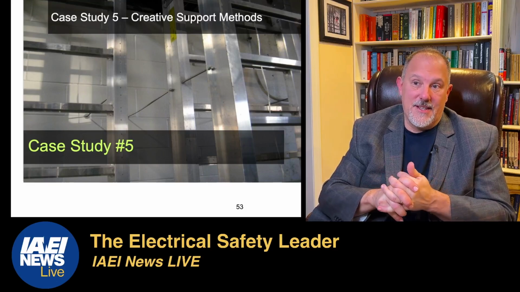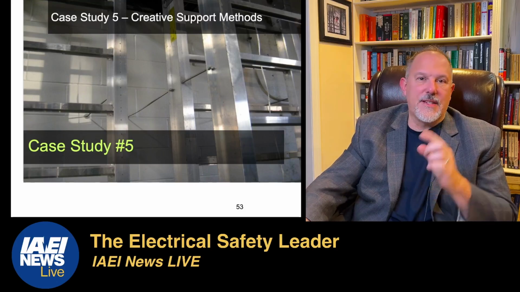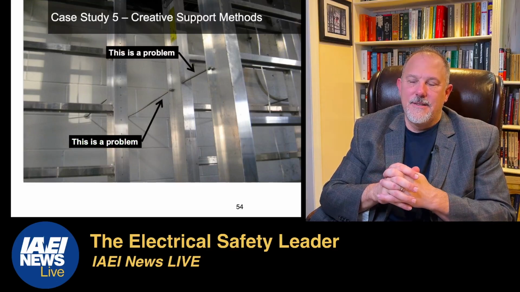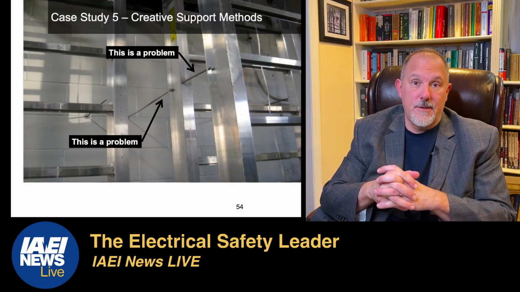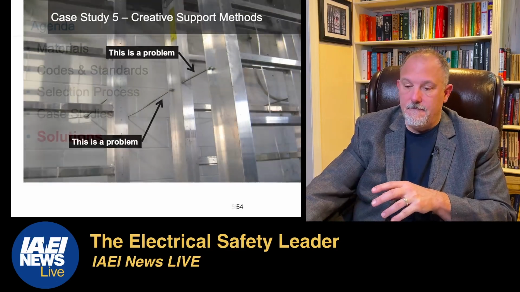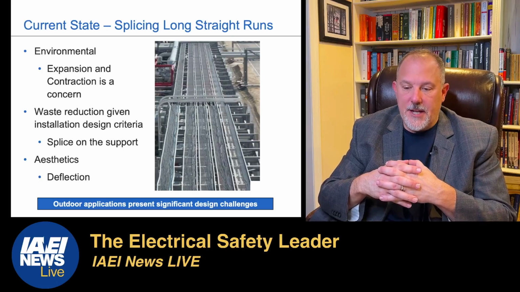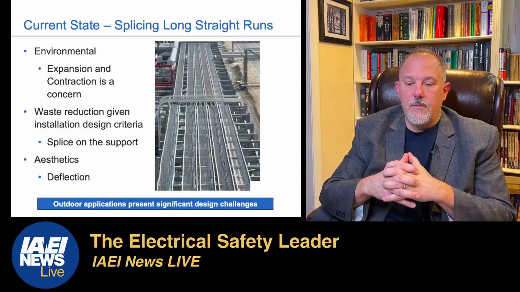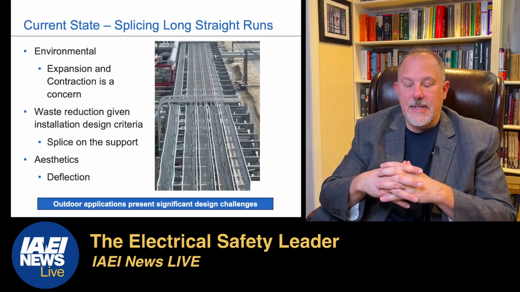Creative support methods. Look at this one. You don't support tray on tray. If it's listed for that, then you're good. Otherwise, you don't want to do that. You want to make sure you're using the right listed parts and pieces. You don't add all thread. All thread isn't for all solutions, all right? It's good for some things. So, splicing, long straight runs, expansion and contraction concerns. You've got to think about the aesthetics, any deflection that you're going to have, etc.